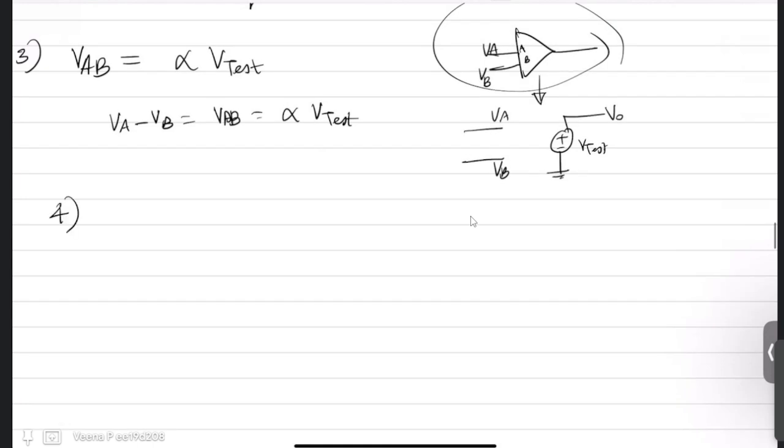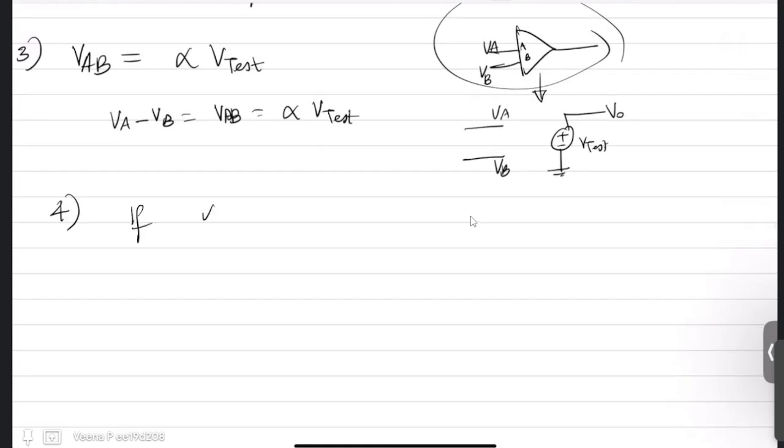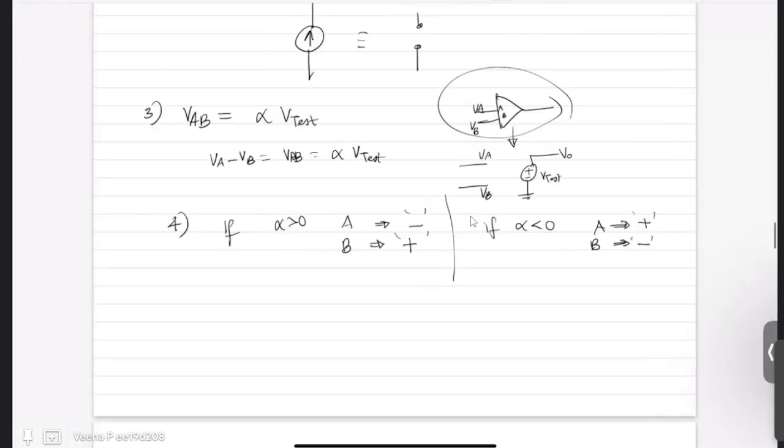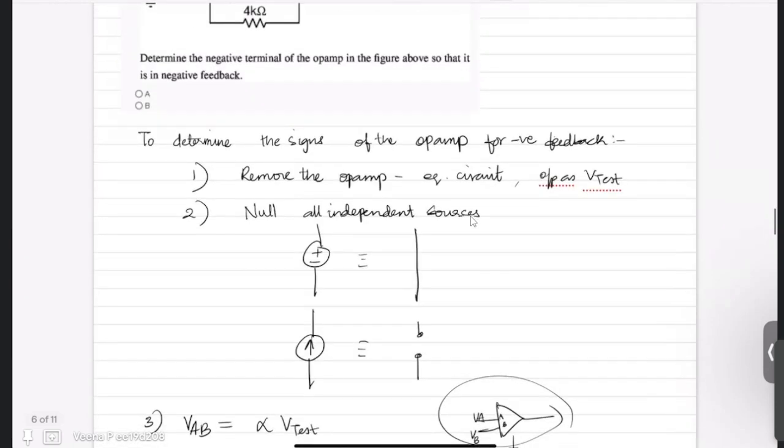Now the fourth part is checking for alpha. If alpha is greater than 0, then your A is the inverting terminal and your B is the non-inverting terminal. If it is the other way, if alpha is less than 0, then your A is non-inverting and B is inverting. So this is the process of checking which terminal is what in a negative feedback system.